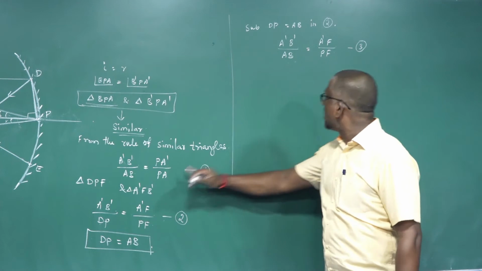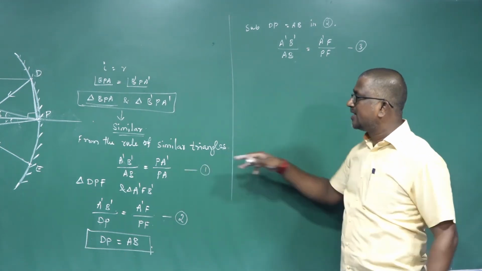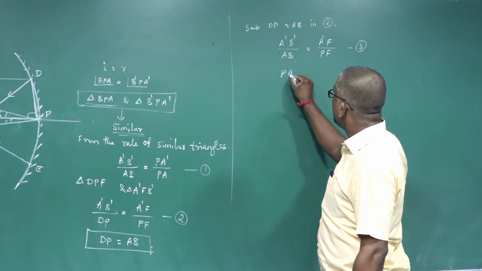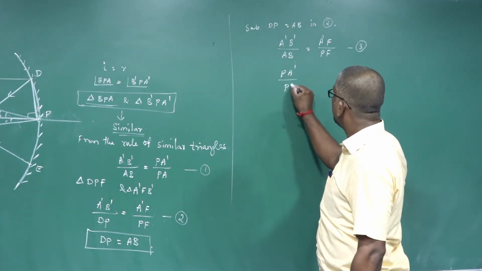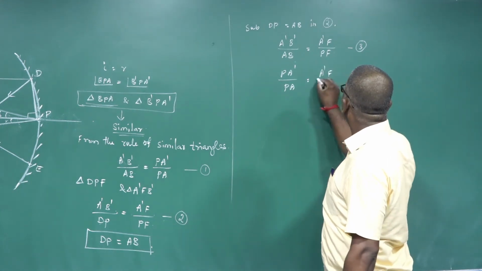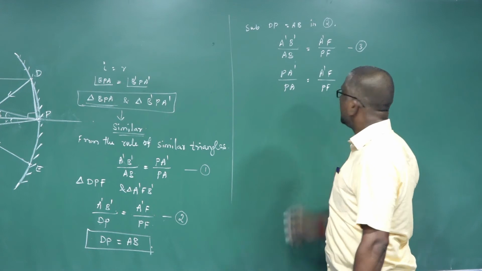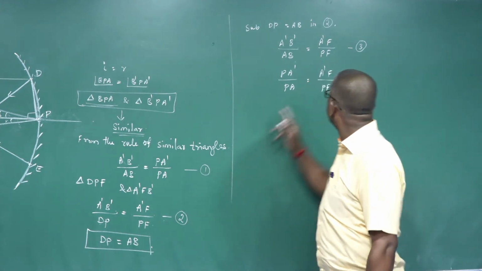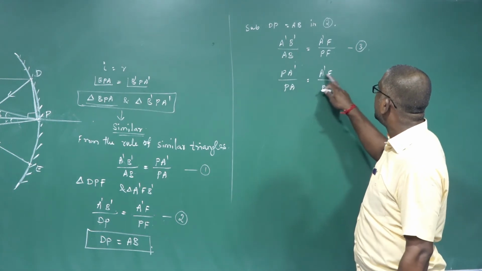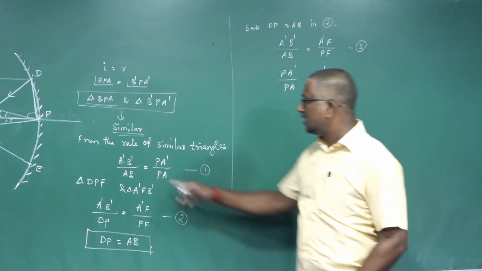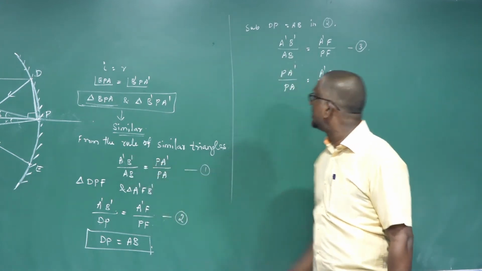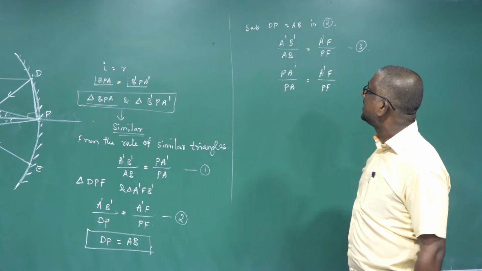From equations number 1 and 3, comparing them, we get P A dash divided by PA is equal to A dash F divided by PF, because the left hand side in these two equations is the same: A dash B dash divided by AB.